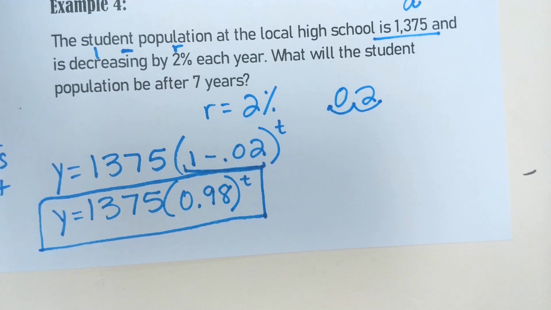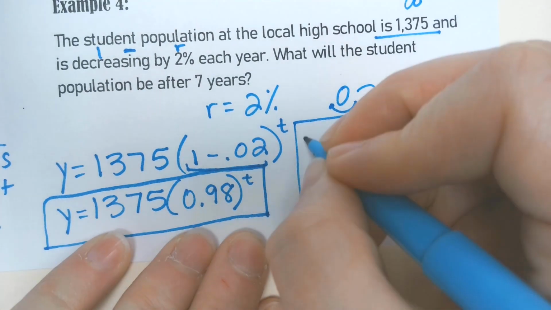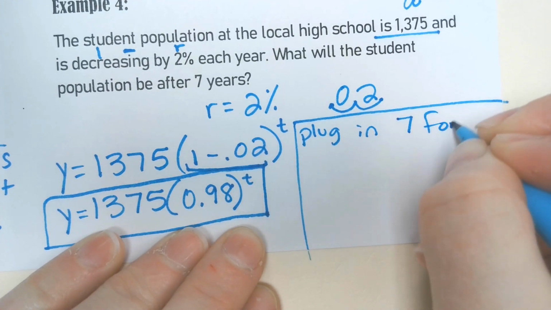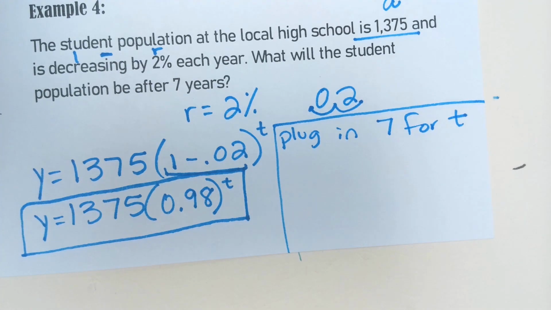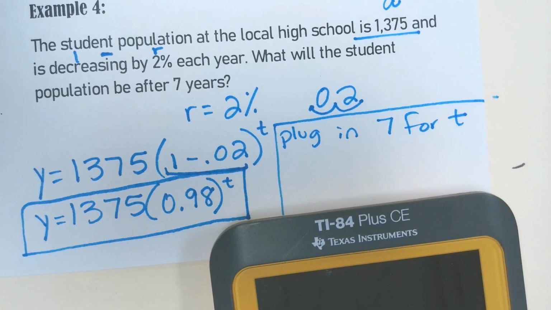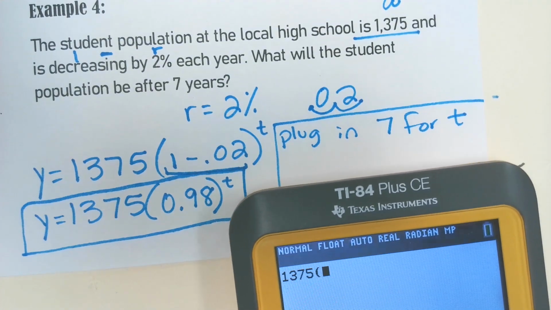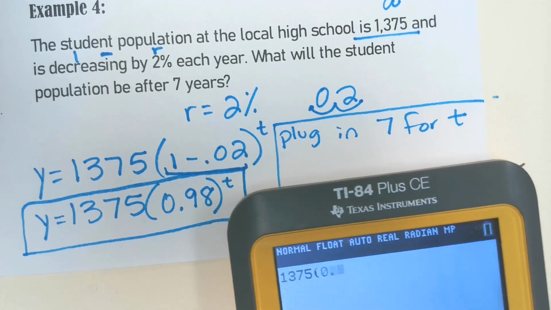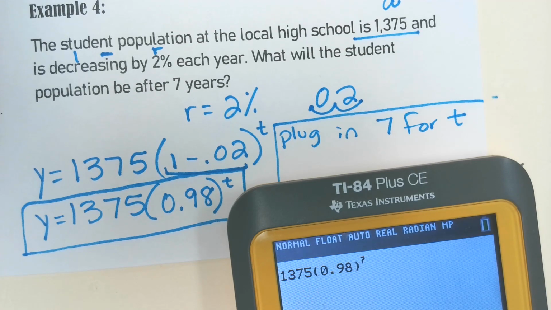Then we have to predict. So it says, what will the student population be after 7 years? I'm going to do a little thing over here. So we're going to plug in 7 for t to find out what the population will be. So use your calculator. 1,375 times parentheses 0.98 raised to the 7.